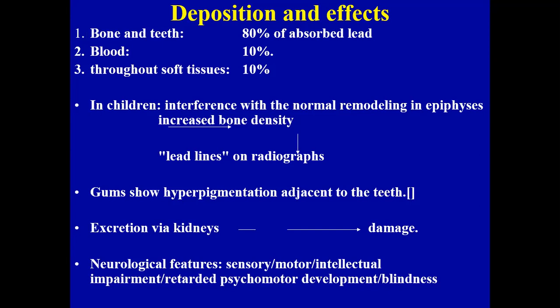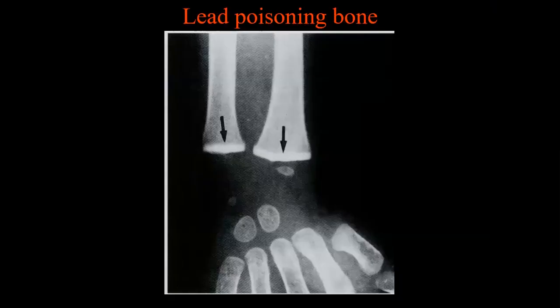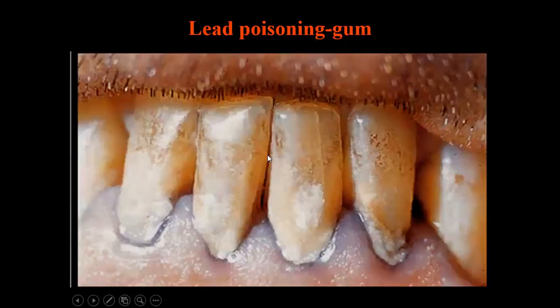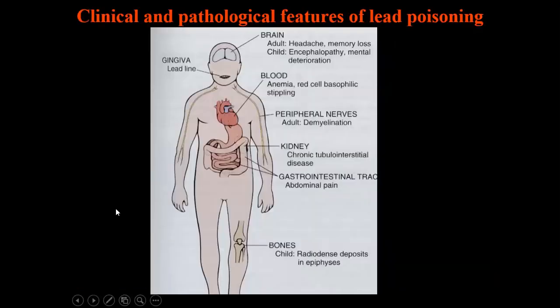It will cause damage to the kidney. The neurological features include sensory, motor and intellectual impairment, retarded psychomotor development and blindness. This is the lead line I told you about, the result of accumulation of lead in the epiphysis of the long bone. This is the hyperpigmentation of the gum around the teeth, the result of accumulation of lead.